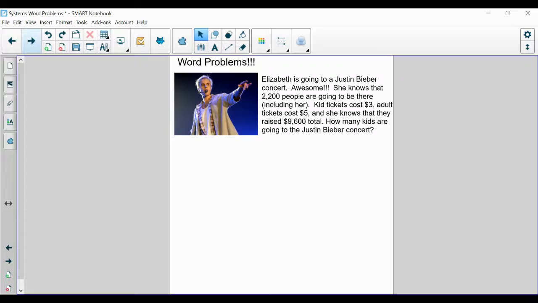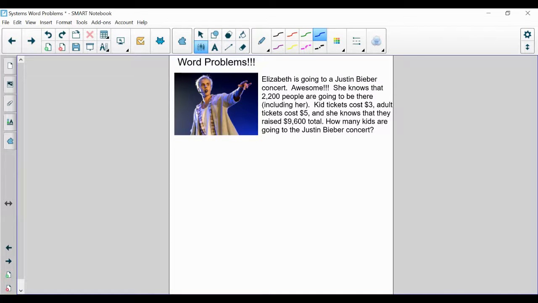All right, this one's for all you Justin Bieber fans out there. I know you're there somewhere. It says Elizabeth is going to a Justin Bieber concert. Awesome. She knows that 2,200 people are going to be there, including herself. Kid tickets cost $3 and adult tickets cost $5. Amazing. And she knows that they raised $9,600 in total. How many kids are going to the Justin Bieber concert?